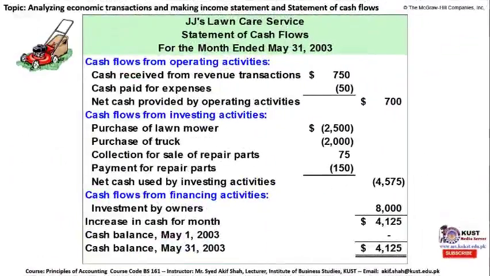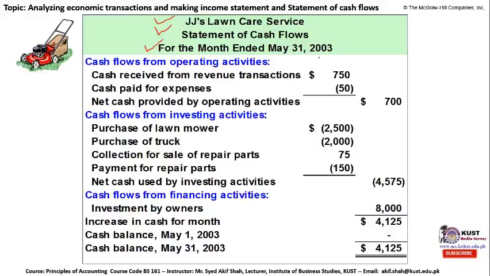Here it is. The method or the mechanism to make the statement of cash flow is once again to write down the company's name at the top. Then the financial statement name, which is the statement of cash flow, needs to be written down. And in the third step, we have to mention the time period the cash flow statement is covering. This statement is basically covering the period ended May 31st, 2003. Therefore, we have clearly mentioned that for the month ended May 31st, 2003.